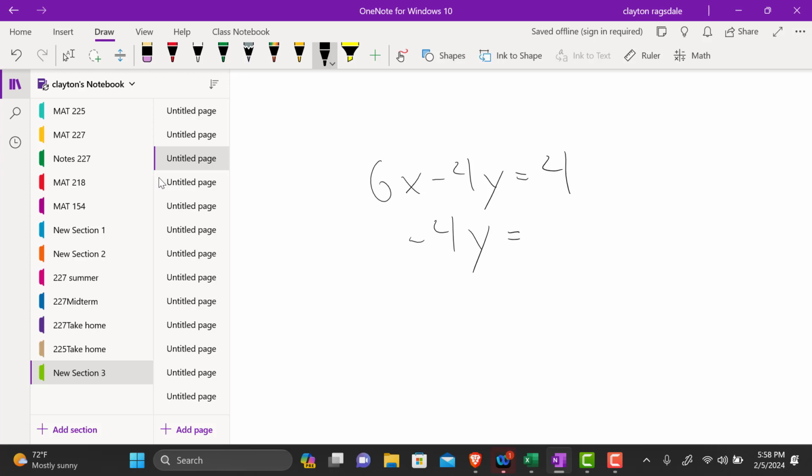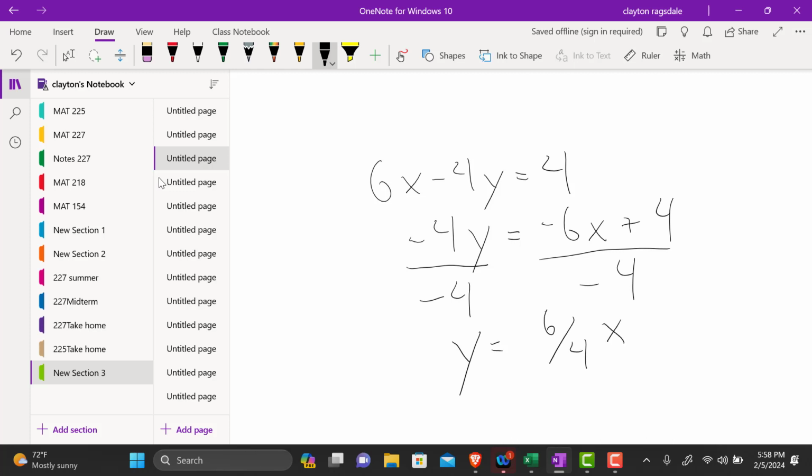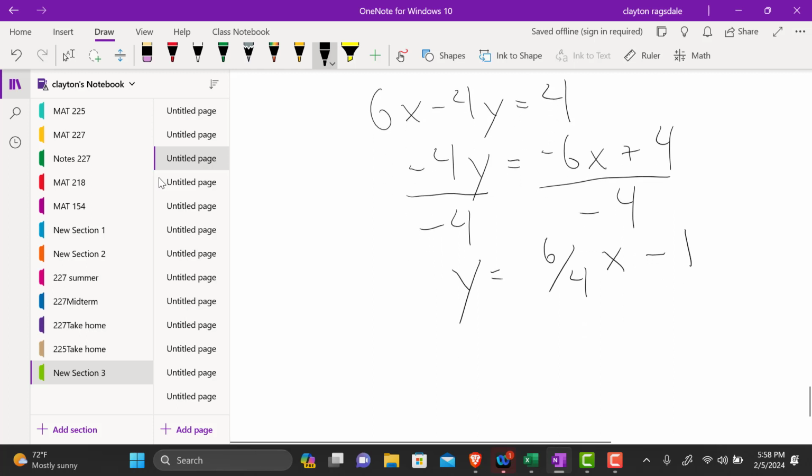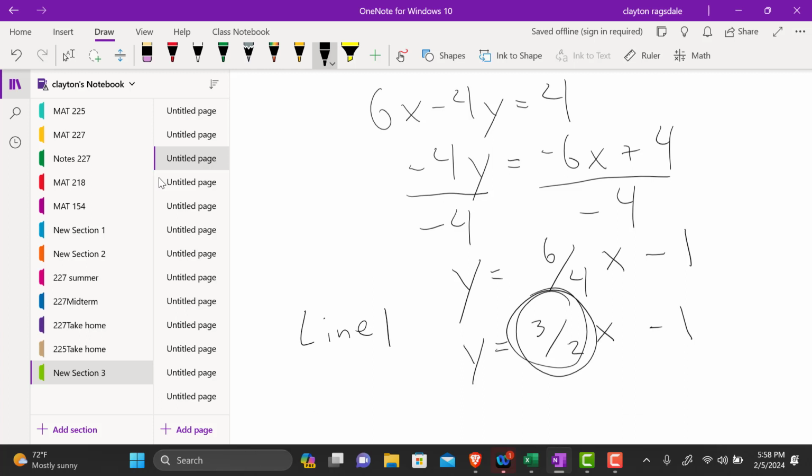So if I start solving for y, I just care about the slope here, right? So y is going to be equal to, well, I'm distributing that negative 4 to each piece. So I have positive 6 over 4 x plus 4 divided by negative 4, so minus 1. And if I simplify this, 6 over 4 is 3 over 2x. And so again, I care about this right now. This is line 1. Now I'm going to repeat this for line 2 because I don't think it's in a good format either. So let's go check.